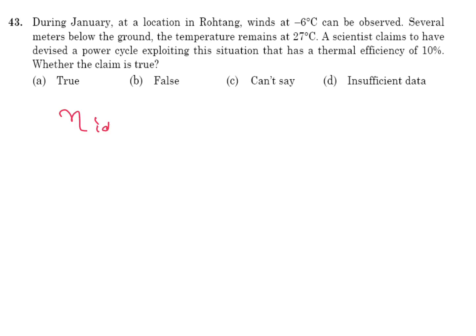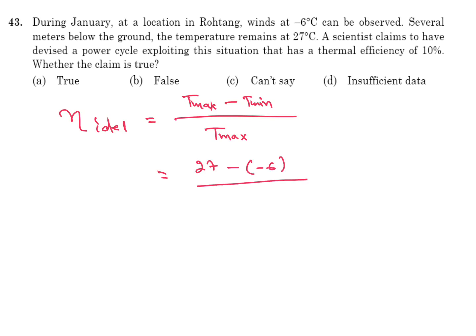Thermal efficiency of an ideal cycle is work done divided by heat supplied, or maximum temperature minus minimum temperature divided by maximum temperature. So here, maximum temperature is 27 plus 273, and minimum is minus 6. You will get 33 divided by 300 into 100, so 11. Ideal cycle efficiency is 11%.